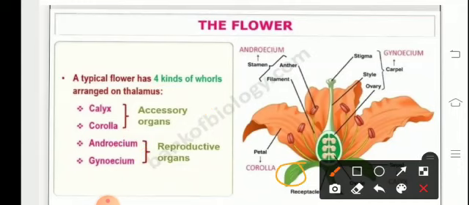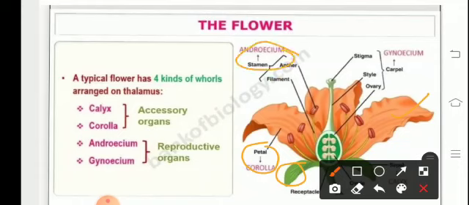In certain cases, like in brinjal and tomato, the calyx is persistent and therefore it is referred to as persistent calyx. The corolla or the petals are beautifully colored in some flowers so as to attract the pollinators. The entomophilous flowers, that is the flowers which are pollinated by insects, have beautiful colors. Their corolla is brightly colored. They have nectar. They have a beautiful smell or scent so as to attract the pollinators.